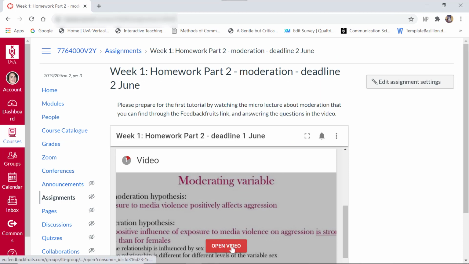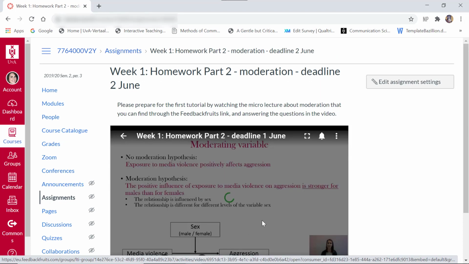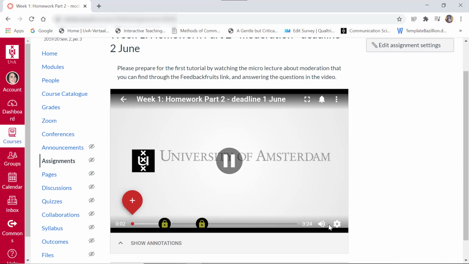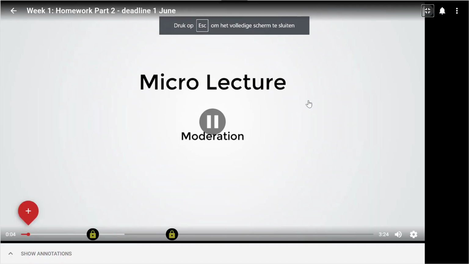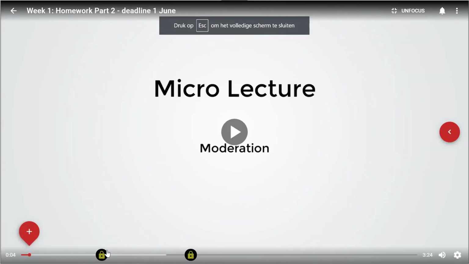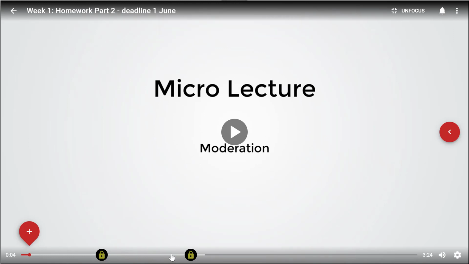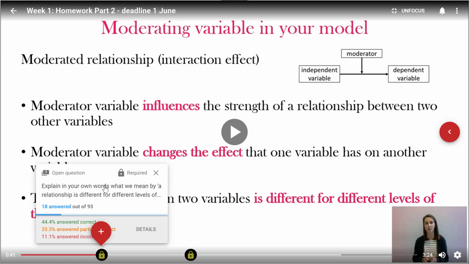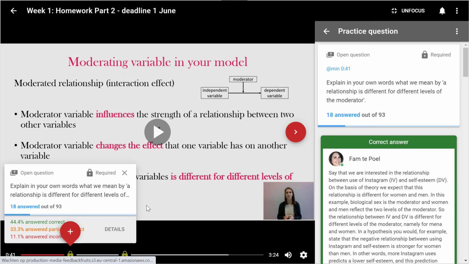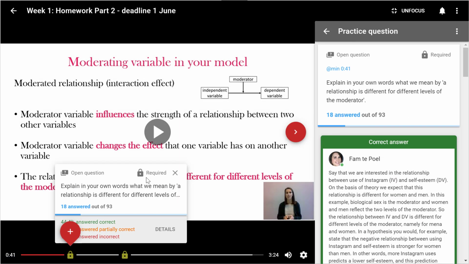So here you see the video about moderation, and I'll show you what I did. Let's enlarge this. You can see here some logs. These indicate questions that I actually asked. So the student watches the video, arrives at this specific point, and here you can see a question. And as you can see, this question was required. So the student could not continue watching the video until he or she answered the question.